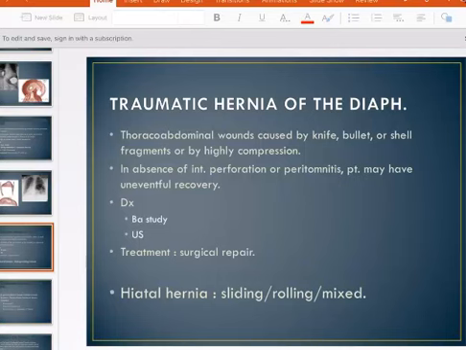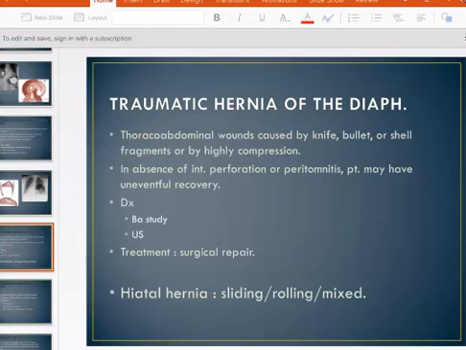The treatment is always surgical. In the acute stage, now this is very important, if it is associated with abdominal organ injury, we do laparotomy. But in the chronic stage, we do thoracotomy. So this is very important to remember. In the acute stage we repair it by laparotomy; in the chronic stage we repair it by thoracotomy. Don't forget it.